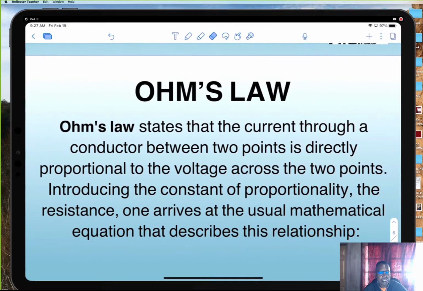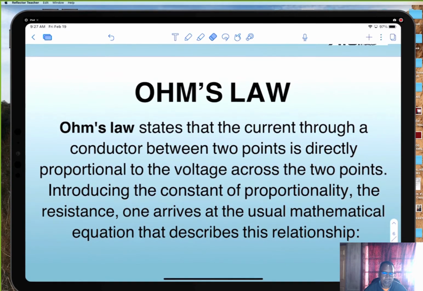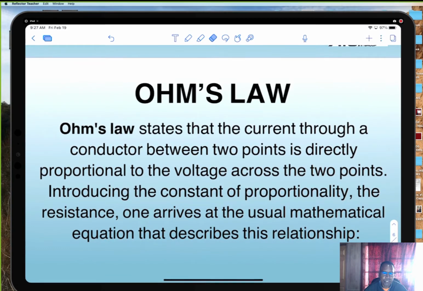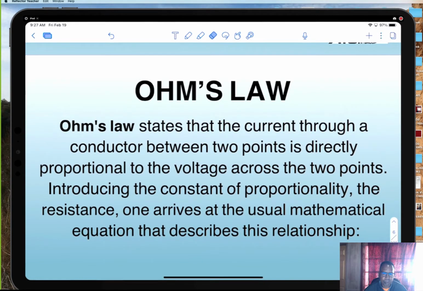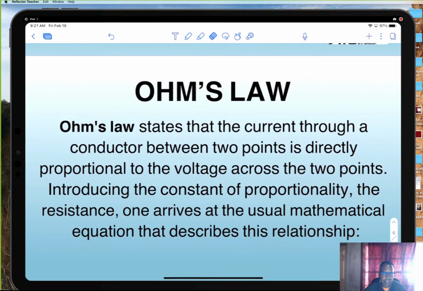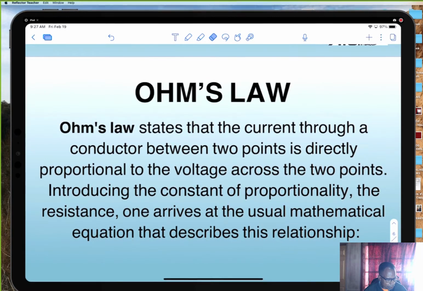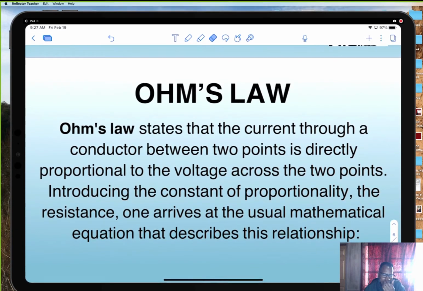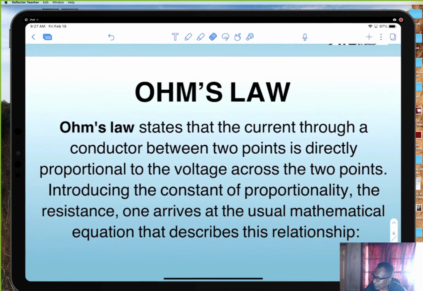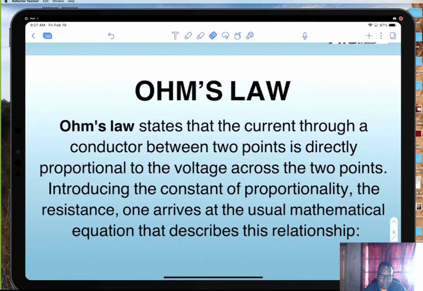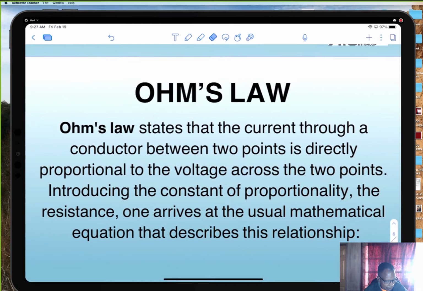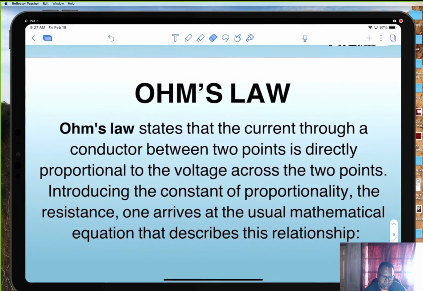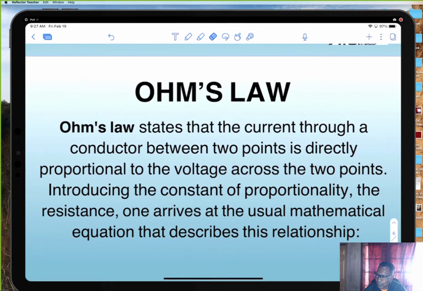Ohm's Law states that the current through a conductor between 2 points is directly proportional to the voltage across the 2 points, introducing the constant of proportionality, the resistance, one arrives at the usual mathematical equation that describes the relationship. And like I said earlier, Ohm's Law is just a theory, a concept. You use the concept on the car. We don't actually go to a car to do math. We use the concept to find problems. And how we find that is the relationship between voltage, amperage, and resistance.